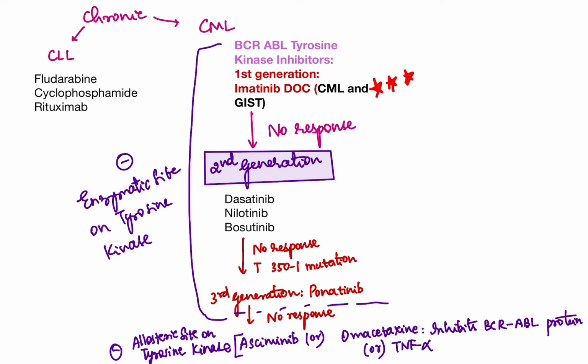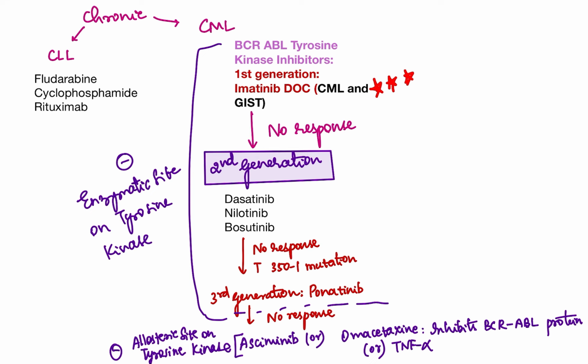If there is no response to imatinib, you can go for second generation tyrosine kinase inhibitors, which is dasatinib, nilotinib, and bosutinib. If there is no response to that and the patient has got T315I mutation, go for third generation, which is ponatinib. If there is no response to ponatinib, you can give asciminib or omacetaxine.